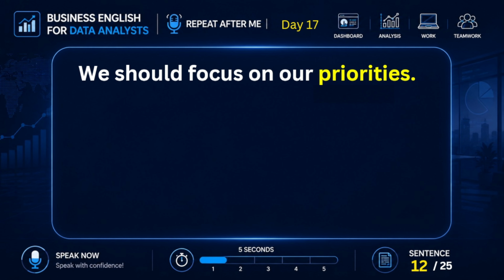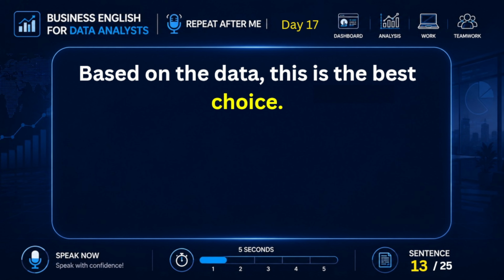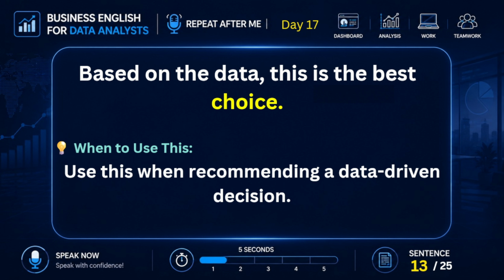We should focus on our priorities. Use this when guiding the discussion toward important tasks. Based on the data, this is the best choice. Use this when recommending a data-driven decision.